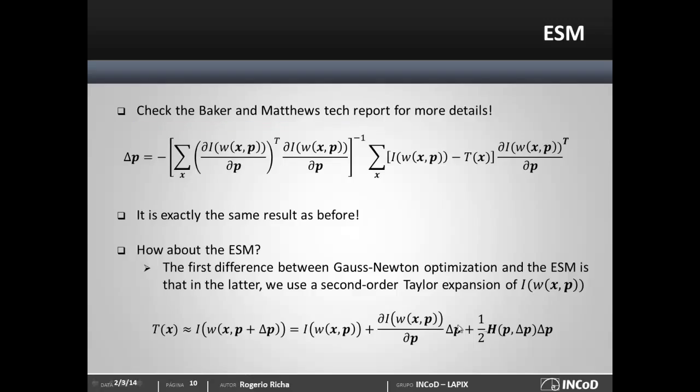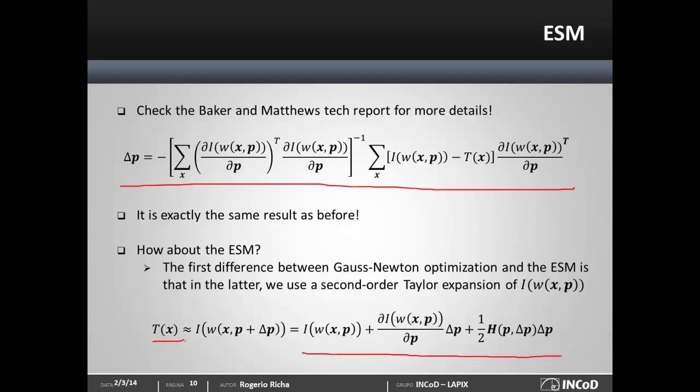Okay, so now you're probably wondering, why did I choose to derive the same update equations from a different perspective? Well, this is going to become clear when I explain the efficient second-order minimization. In the Gauss-Newton update law that we are showing here, I've used a first-order Taylor expansion to derive it, right? But now, instead of a first-order expansion, let's consider a second-order Taylor expansion of my back-warped image to make it resemble my reference image, T.